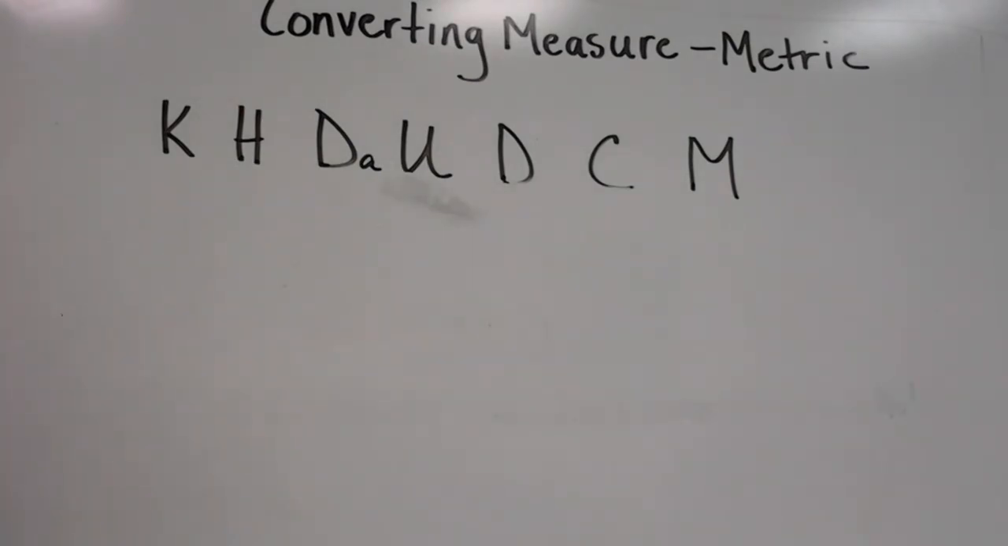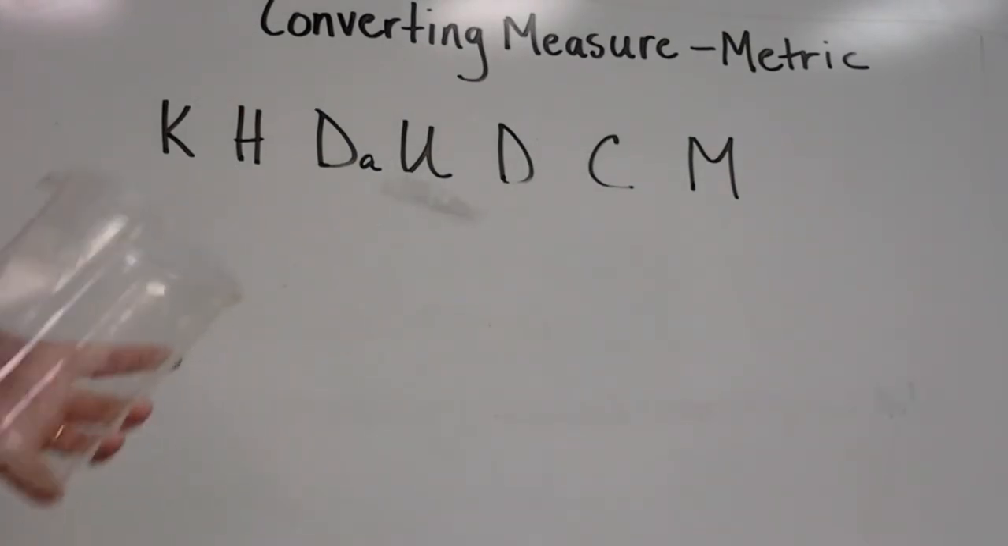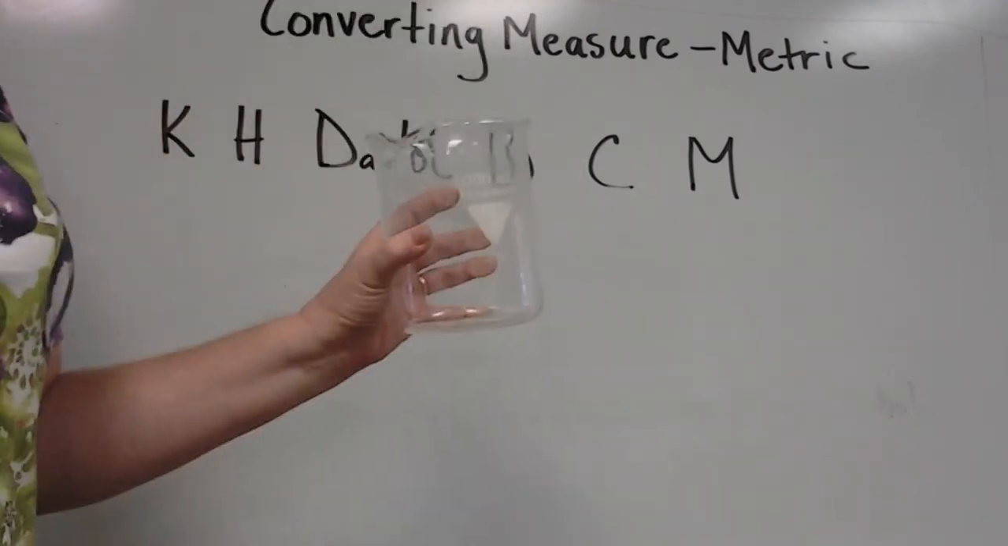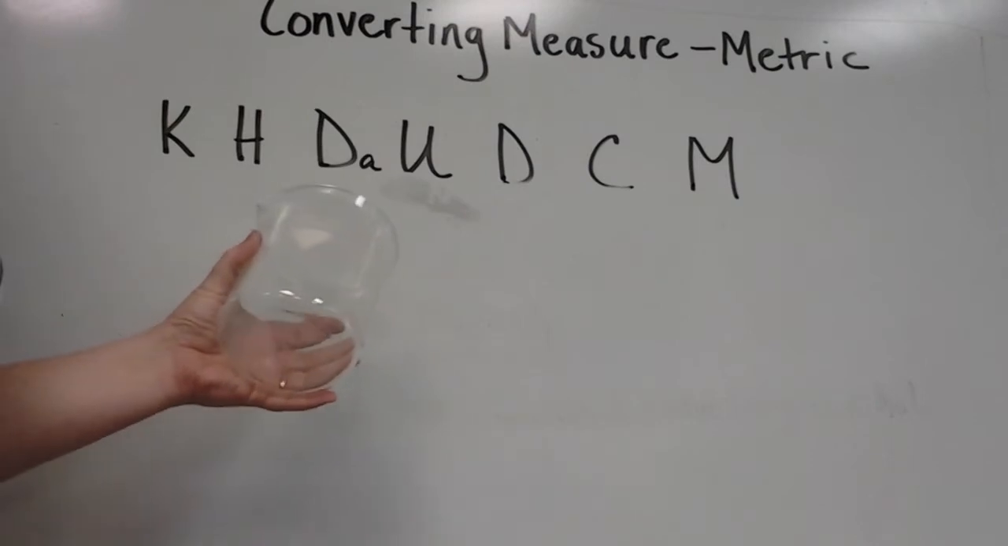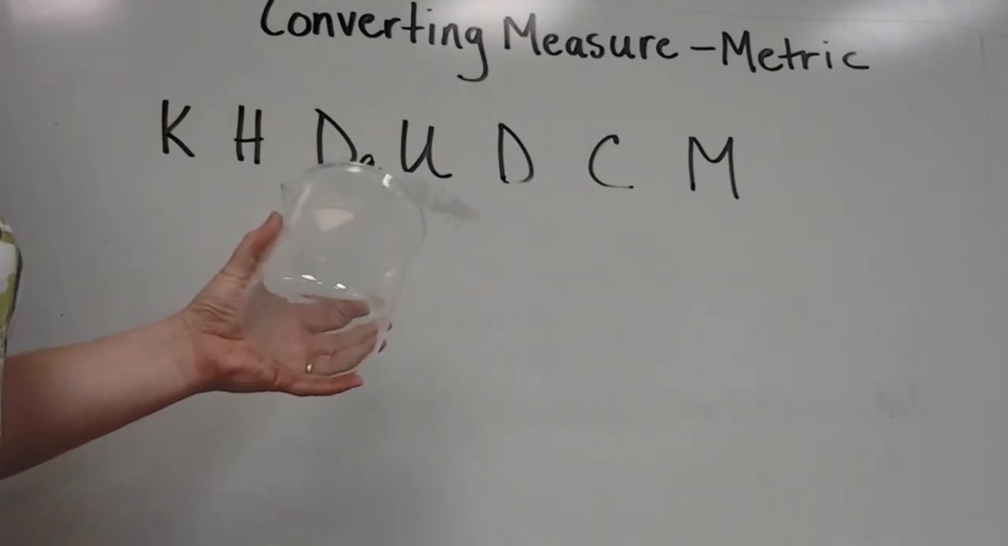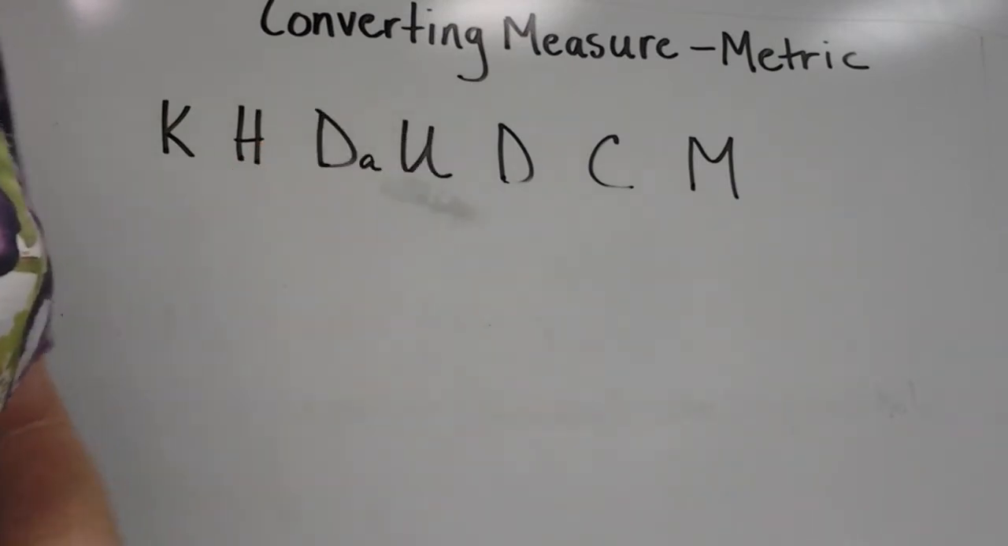they come in. Now, back to our lovely, lovely beaker. It's 1,000 milliliters. I wanted to know how many liters is that. So here's how I'm going to find out.